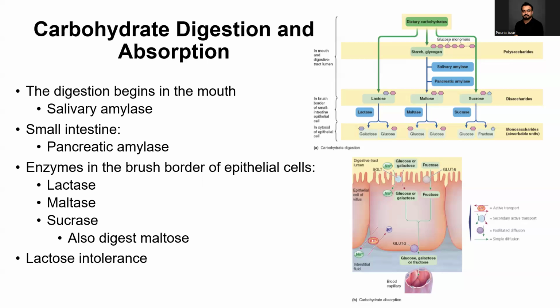So remember this. Digestion of carbs begins in the mouth because of the salivary amylase. There is no digestion of carbs in the stomach, and in the small intestine we have pancreatic amylase, and different enzymes are produced from the brush border of the epithelial cells of the small intestine. So what we have in the small intestine after digestion of carbs are fructose, glucose, galactose, and some small chain carbohydrates like disaccharides. So this is what we have.